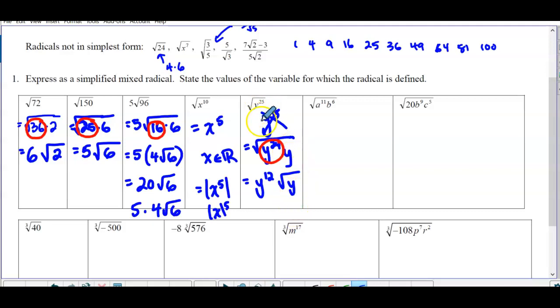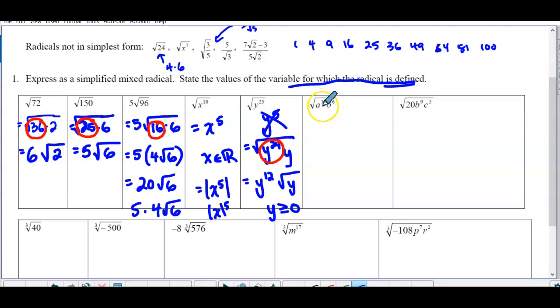Okay, here, in order to take the root of y to the 25, we can't have this being negative. So y, in this case, has to be greater than or equal to 0. That's what it's defined for. Okay. So here it just has two variables.